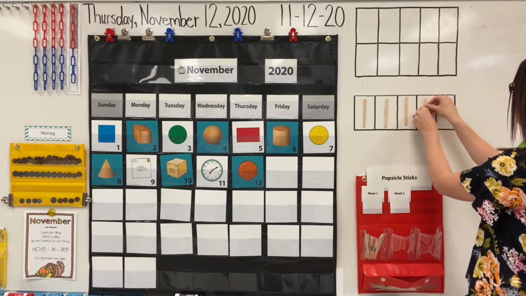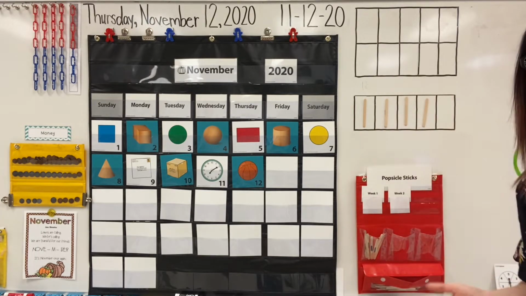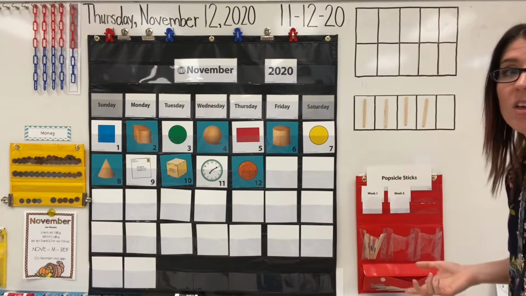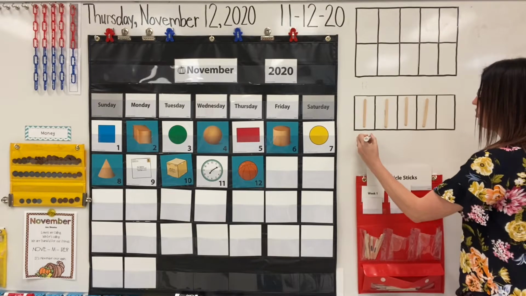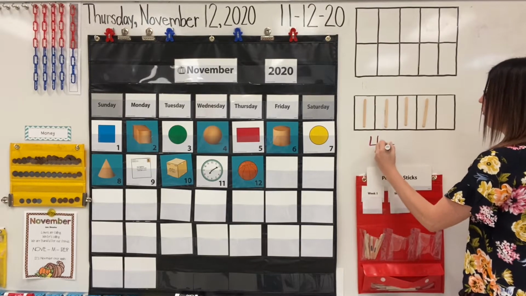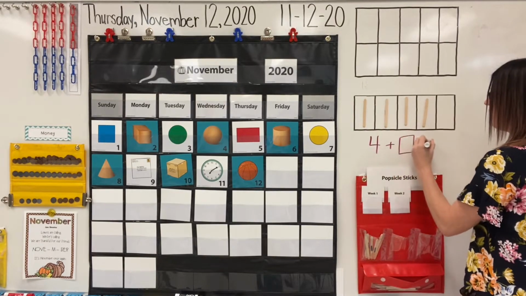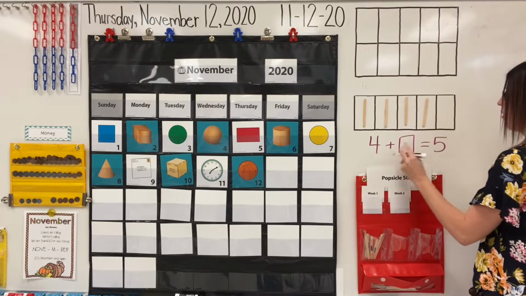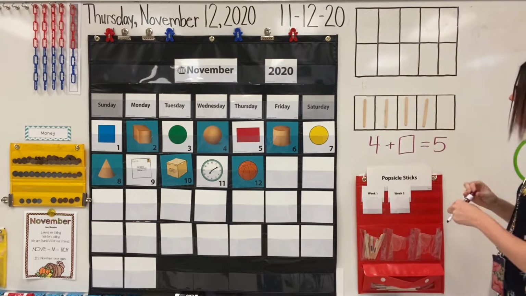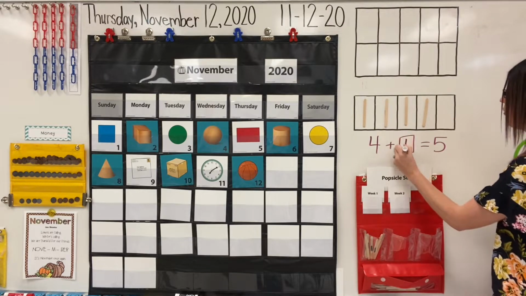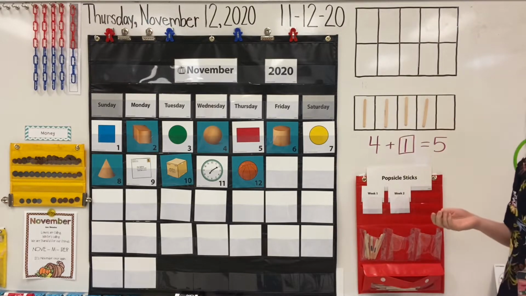All right, so I put 4 into the 5 frame. Did that fill up the 5 frame? No, there's still a space. So let's see if we can write the equation for our 5 buddies. 4 and something else would be 5. What does 4 need with it to make 5? It would need 1 more. 4 and 1 are 5 buddies.